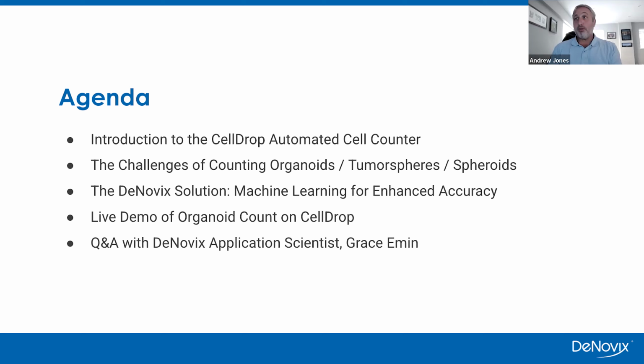Little look at the agenda for today. For those of you who aren't familiar with CellDrop, we'll give a brief introduction to that technology, just so you know a little bit about the instrument that the counting will be done on. We'll take some time to talk about the challenges of counting organoids, tumor spheres, and spheroids, and how the complexity of these samples affects the ability to use traditional automated systems for this application. And obviously talk a little bit about how the DeNovix solution has solved these problems, discuss the machine learning technology that we've used and how we've implemented that on CellDrop.